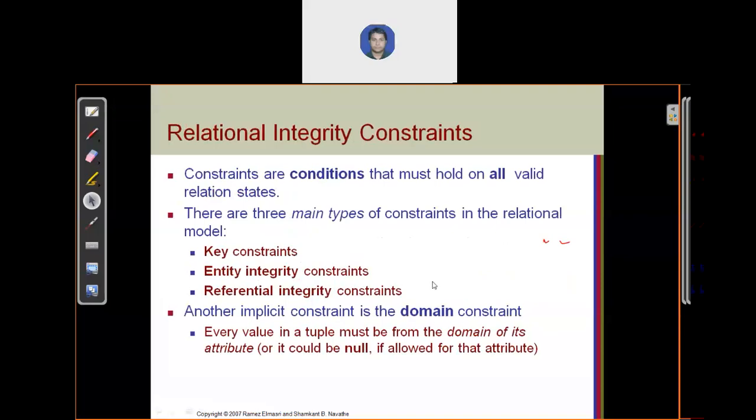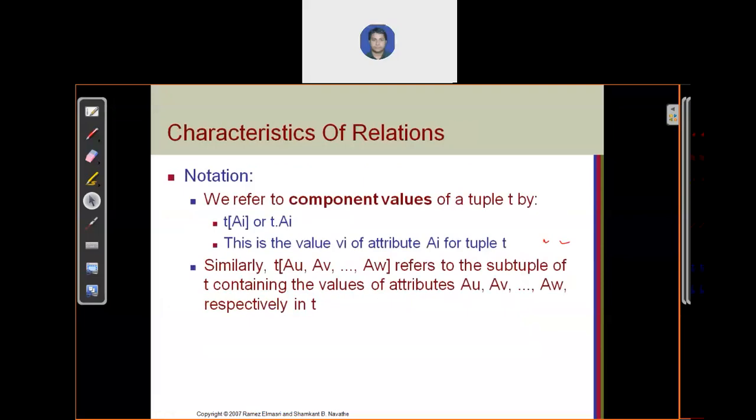And there are some constraints over the relation. These are what we have seen here. There are three characteristics of a relation we have discussed: the order of records, or order of tuples, the order of attributes, and the third is the values of a tuple. Values in a tuple means atomic values always.